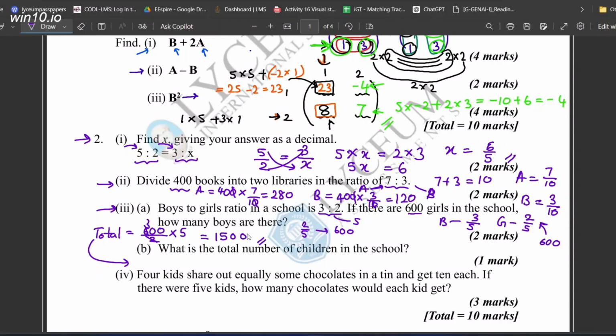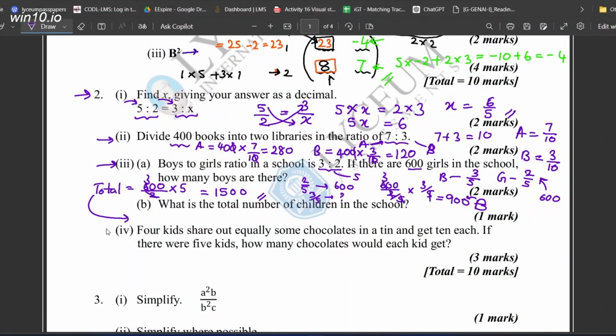So how many boys are there? So if 2 over 5 is 600, we have to find 3 over 5. That's what we don't know. So 600 should be 2 over 5. So we want to find 3 over 5. These two cancel out. Then 300 times 3 equals 900. Okay, 900 boys are there. Total is 1500.